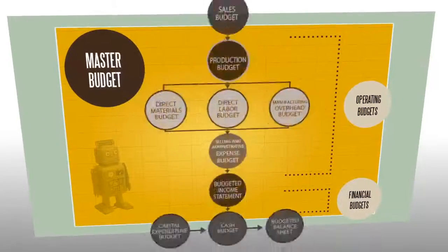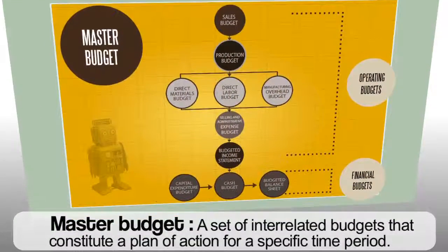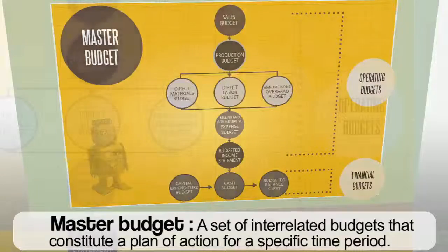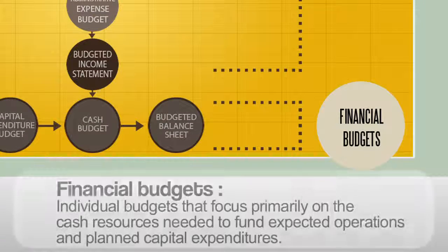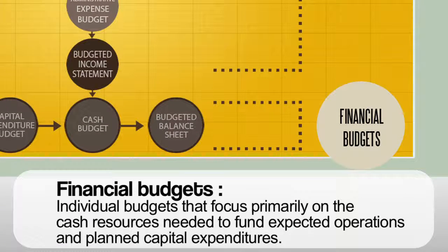Now, the term budget is actually a shorthand term to describe a variety of budget documents. A master budget, for example, is a set of interrelated budgets that constitute a plan of action for a specific time period. A master budget contains both operating budgets, which help establish goals for a company's sales and production, and financial budgets, which focus on the cash resources needed to fund expected operations and planned capital expenditures.